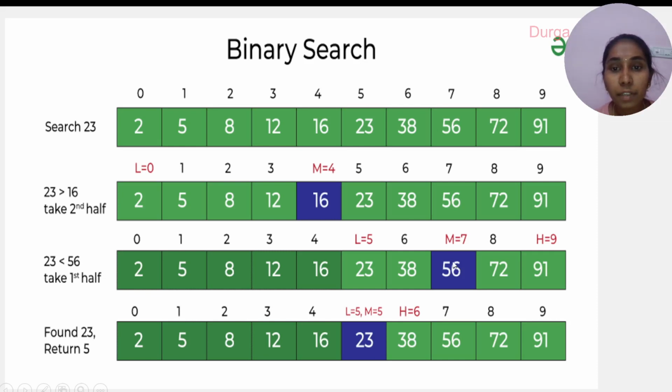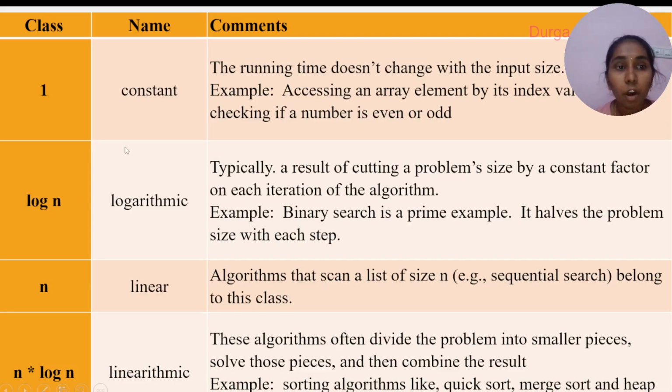Okay, next we compare: 23 is less than 56. Next we need to concentrate on this half. So the search element is found. For every iteration, we are dividing the search space into equal parts. For these types of problems, the time complexity is order of log n.